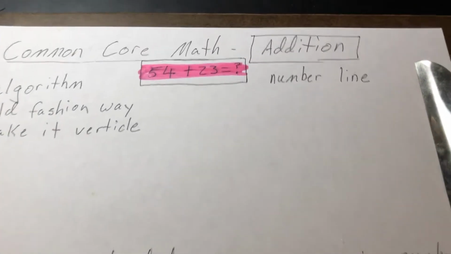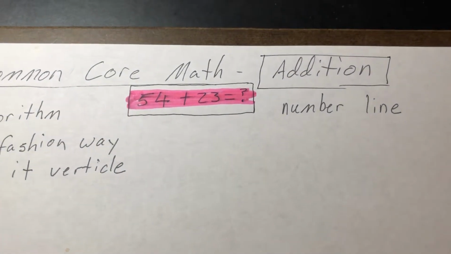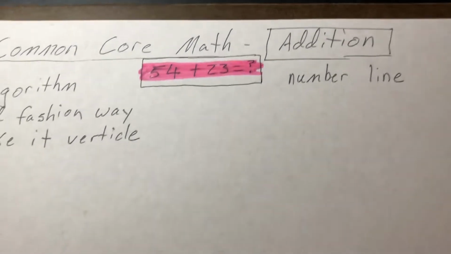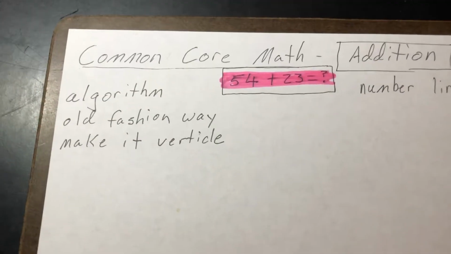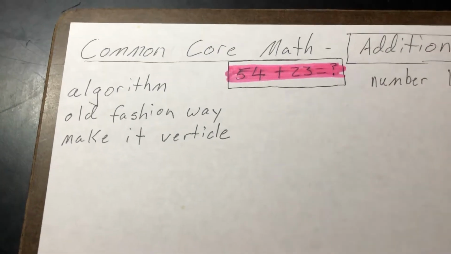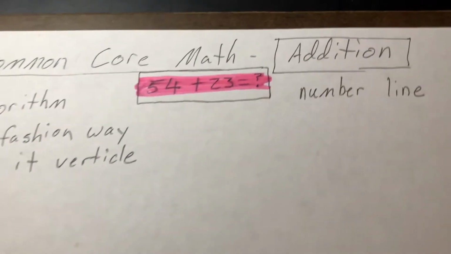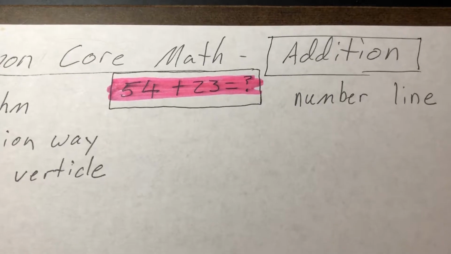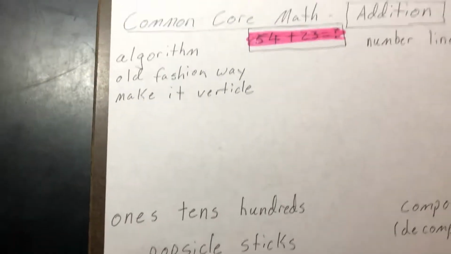All right, Ben. So I have highlighted our problem here. We're going to solve 54 plus 23. And Ben, can you start with the algorithm, which is sometimes called the old-fashioned way, or the make it vertical way? So I start with a number sentence, which is this here, 54 plus 23. And go for it.